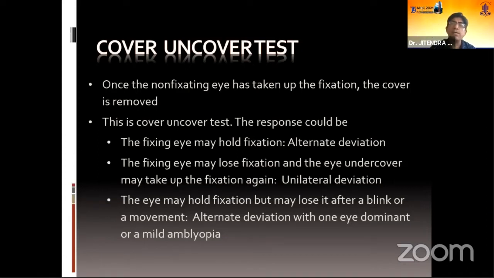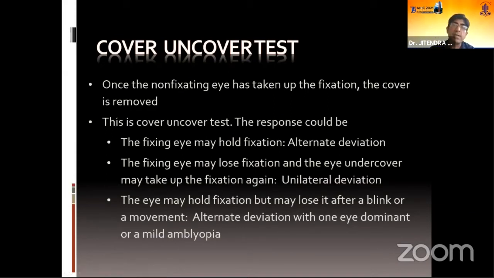If you do an alternate cover test, never do that for this purpose. In the OPD we want to do it quickly, and normally in post-graduation, when a patient comes, we do an alternate cover test. That would always tell you that there is an alternate deviation because you have alternately covered the eye. There is no other way of finding out whether there is a unilateral deviation or not but by doing a cover-uncover test. The fixing eye may hold the fixation or it may lose the fixation. If it loses the fixation, then it is a unilateral deviation.